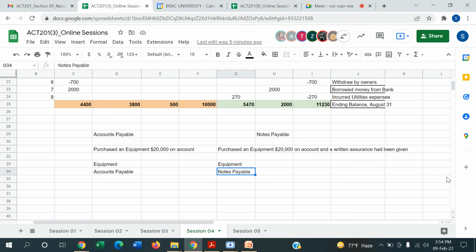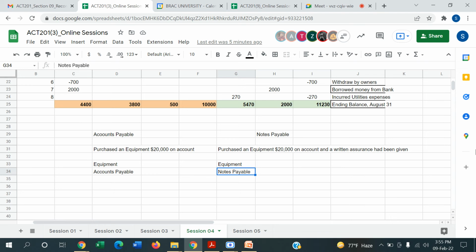And there are some benefits of having notes payable. One of the benefits is that sometimes this amount can be considered as a loan, and on the loan they can charge interest. Say for this example, the bank can charge interest on the loan amount or borrowed amount given to that party. Another advantage is that these notes payable documents are transferable.